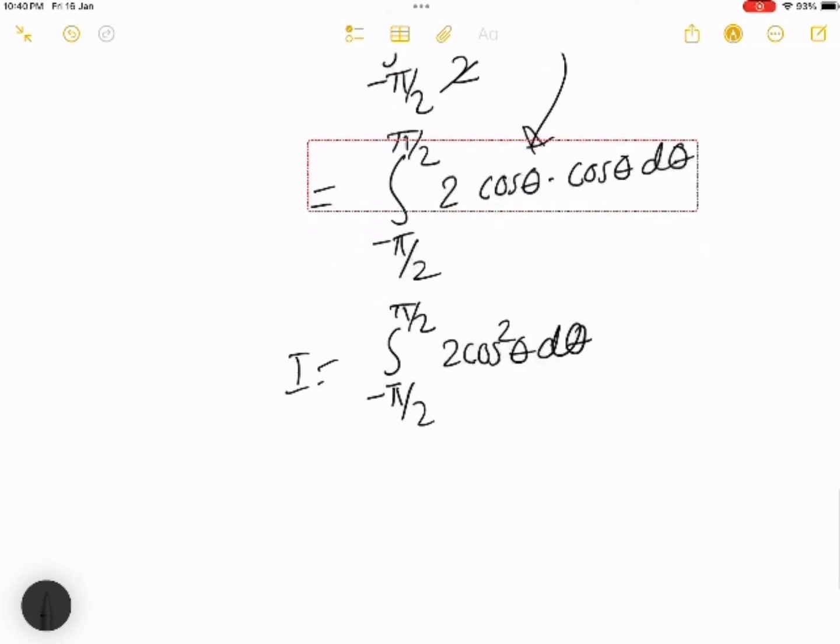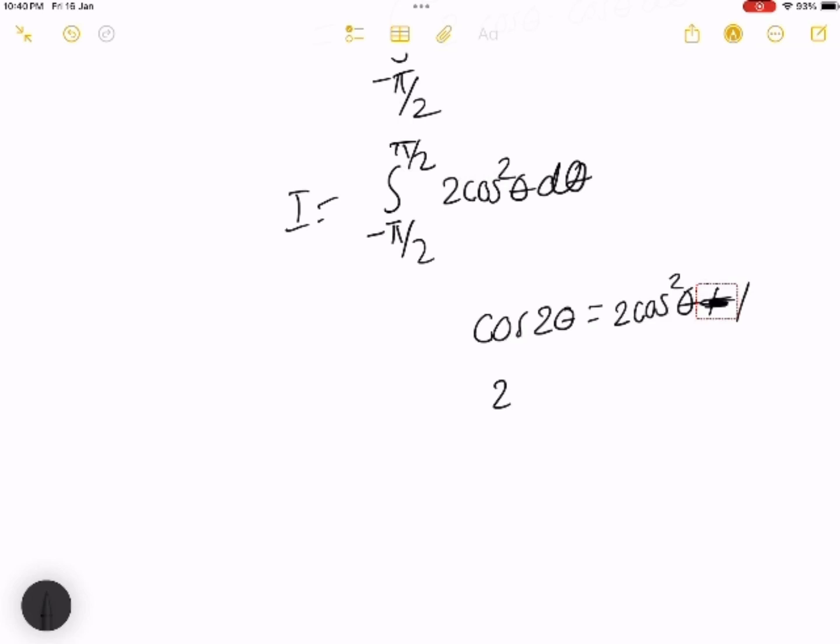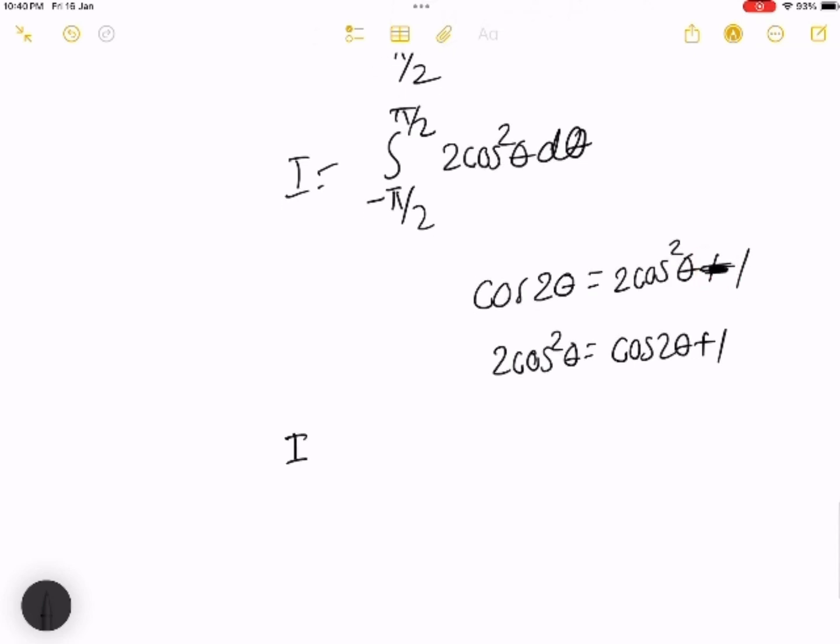theta d theta. Now we have this identity, like cos of 2 theta equals twice cos square theta minus 1. Oh, sorry, minus 1. So this is the identity which comes from the addition rule, like cos of a plus b. Okay, so then what we will have, twice cos square theta is nothing but cos 2 theta plus 1. Okay, so I equals this, minus pi by 2 to pi by 2, and we are left with cos of 2 theta plus 1 d theta.